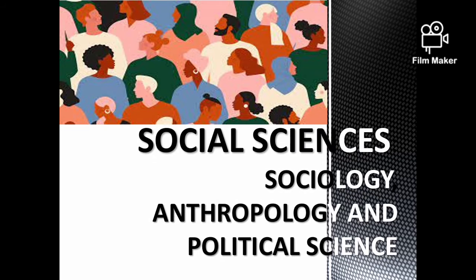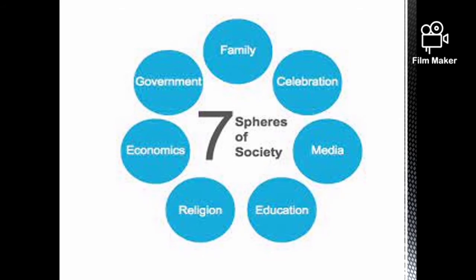Social science, sociology, anthropology, and political science. But before we start, what are the seven spheres of society? These are the seven spheres of society: economics, government, family, celebration, media, education, and religion.